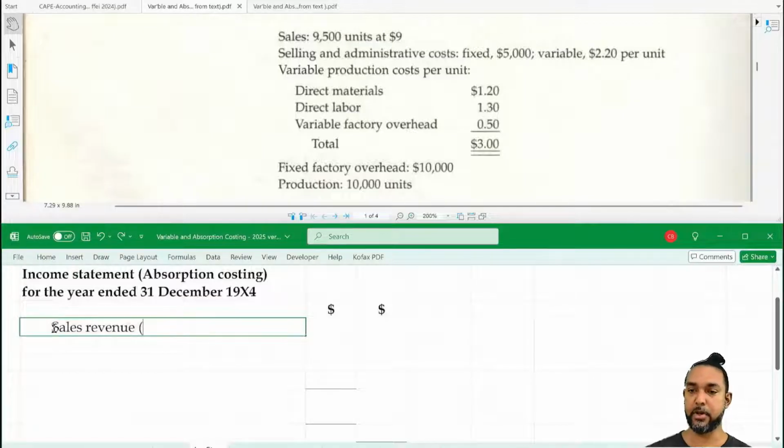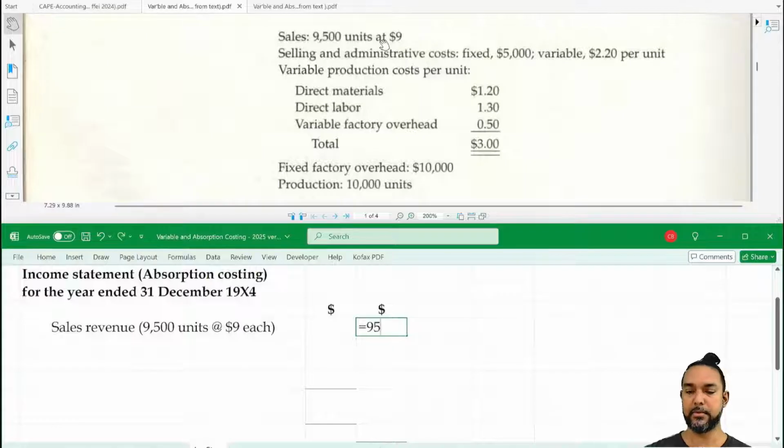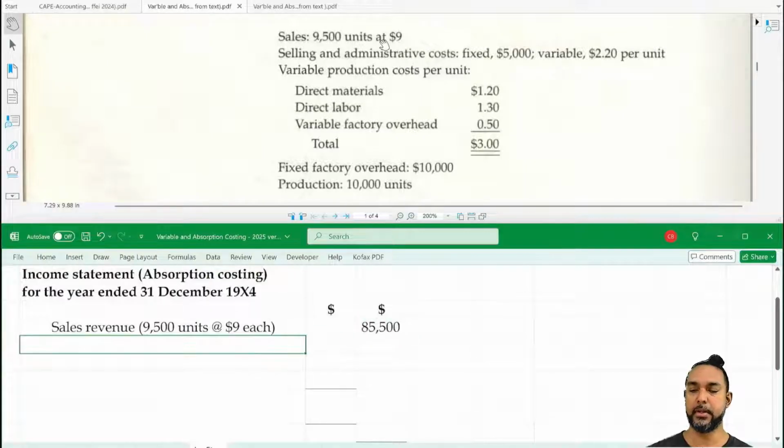Or you could just put sales. So how many? We sold 9,500 at $9, right? So 9,500 units at $9 each. All right, so 9,500 by 9 is 85.5.